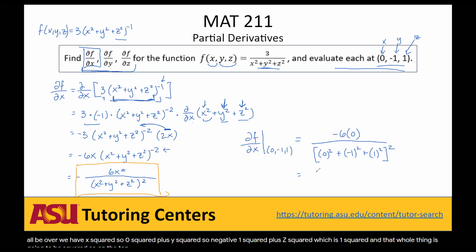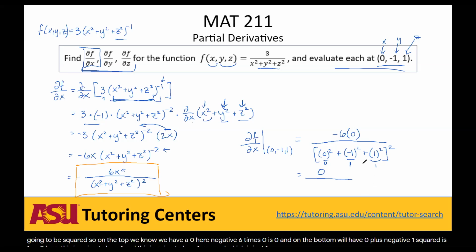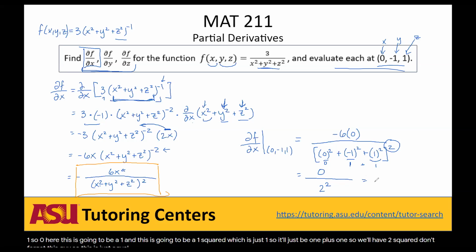So on the top, we know we have a 0 here. -6 times 0 is 0. And on the bottom, we'll have 0 plus -1 squared is 1. So 0 here, this is going to be a 1, and this is going to be a 1 squared, which is just 1. So it'll just be 1 plus 1. So we'll have 2 squared. Don't forget this guy. So this just equals 0. There we go. So we've taken care of our first partial derivative.